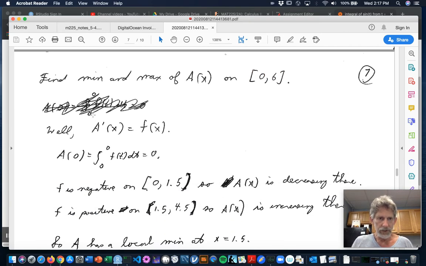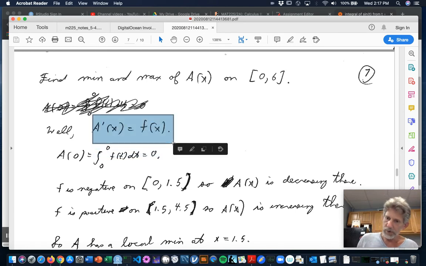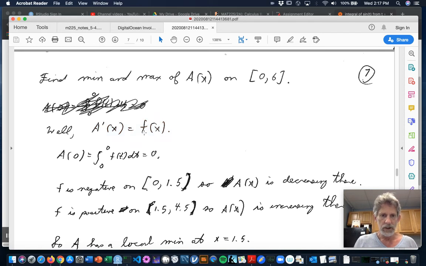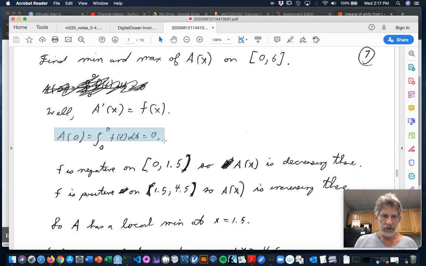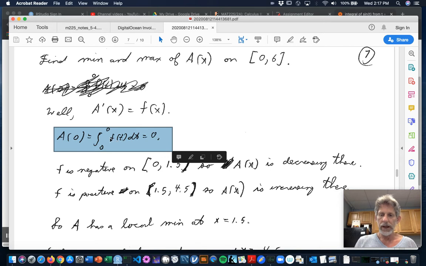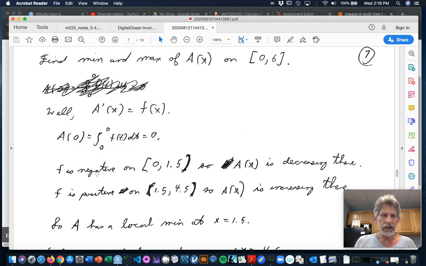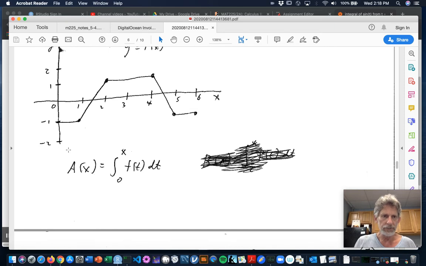Well, we do know from the fundamental theorem that A prime of x has to be little f of x. Another thing I notice is that A of 0 would be the integral from 0 to 0 of f of t dt, and that's going to have to be 0, because the area under a curve from 0 to 0 is really the area of just one vertical line above 0 up to the f curve, and that has 0 area. So I know that A of 0 is 0. And then I think about the graph of my function.